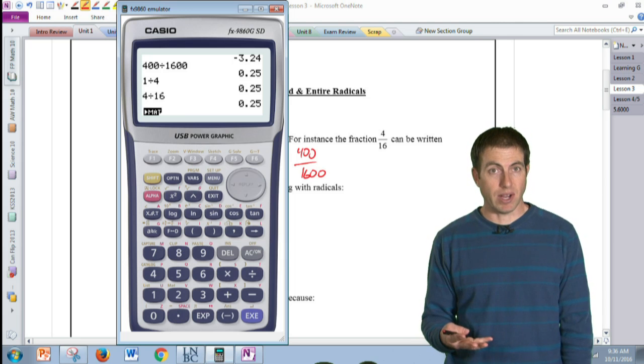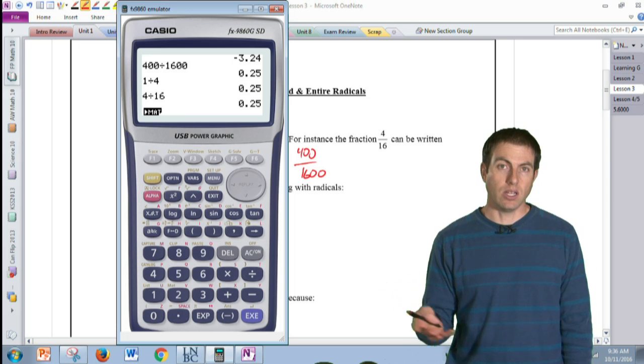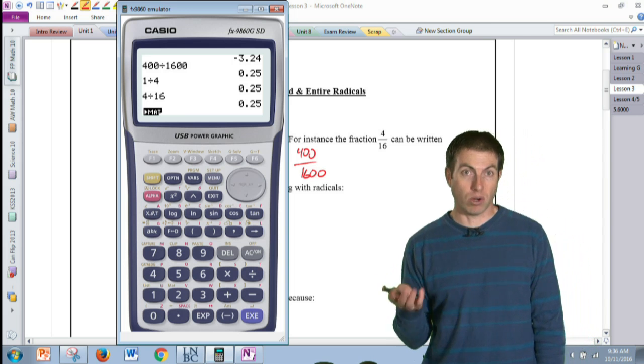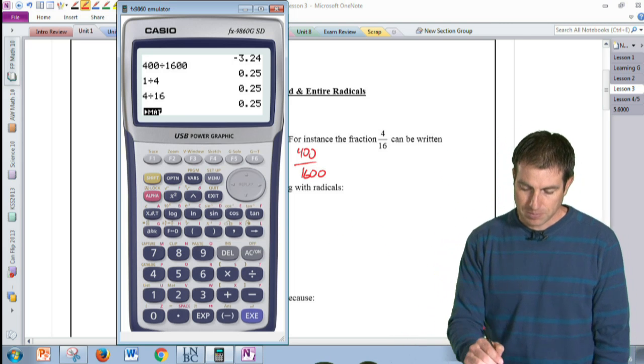We usually simplify fractions because as numbers get up to like 400 over 1600, they get a little bit difficult to multiply by 7 and things like that. But if I'm multiplying 1 over 4 by 7, well, that's just easy. It's just multiplied by 7.